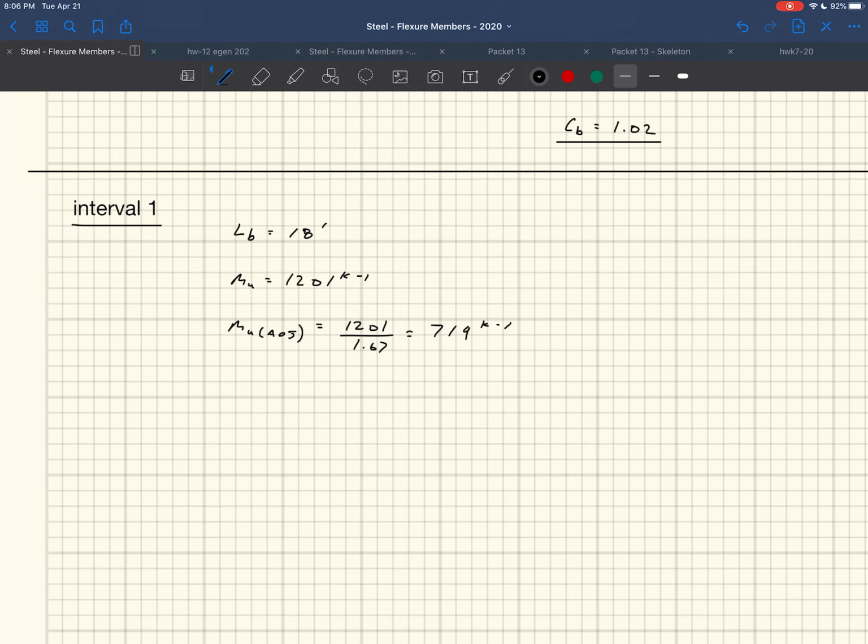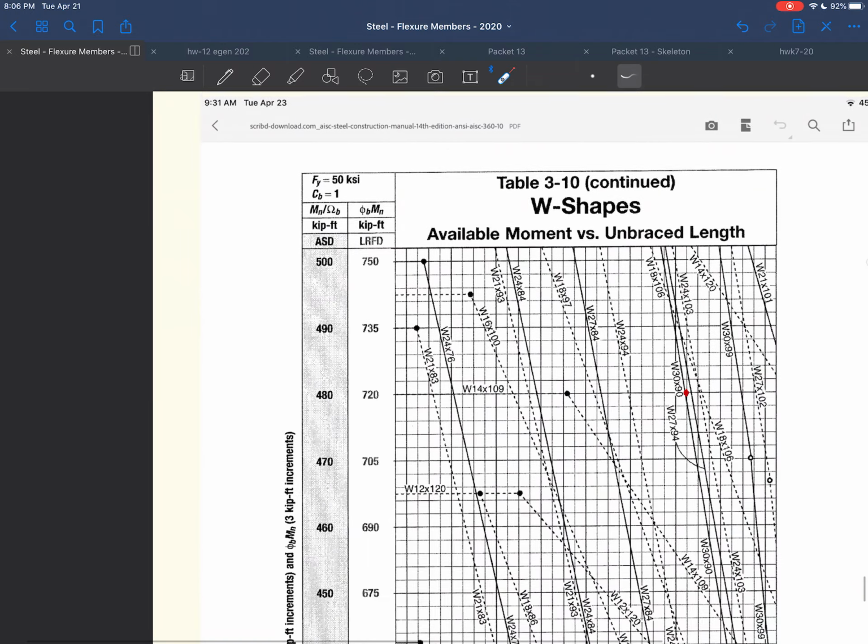And so instead of entering those tables with 1,201 kip feet, we enter the tables with 719. And so you can see this could be way beneficial, right? You could take advantage of having a CB not equal to 1 and a CB equal to 1.67. And so we get to design for 719 instead of 1,201. Okay?